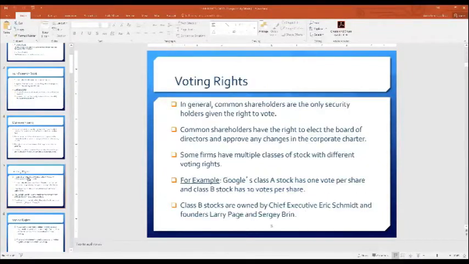You have the voting rights. Okay? So in general, the common shareholders are the only security holders given the right to vote. So this is like what I have mentioned a while ago. If you are a common shareholder or common stockholder, you have the full right to vote. Who will be the next batch of board of directors? So like what I have mentioned also, di ba sa isang company, hindi naman wala mang board of directors.